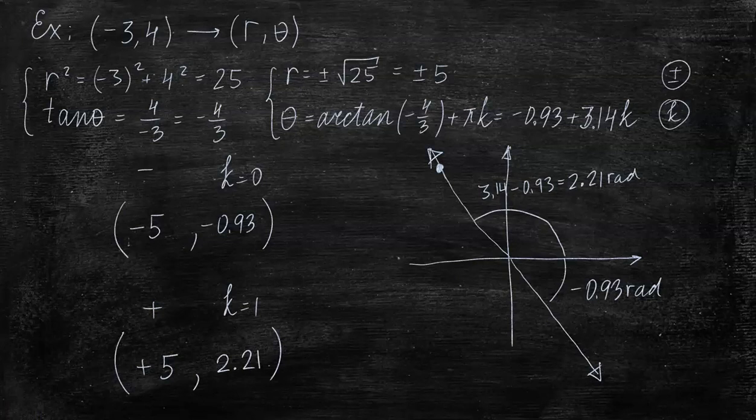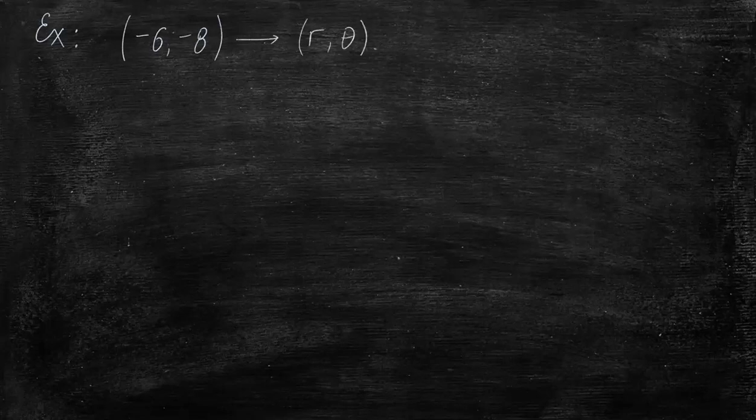And you can try to memorize these rules, but it's always better to just understand what's going on and draw a quick diagram and figure out the answer that way. So let's consider another example. Let's go to the third quadrant and let's find the polar coordinates of this point. Just like before, we're going to set up first and then solve the equation for r and theta.